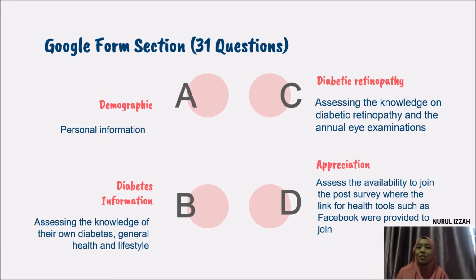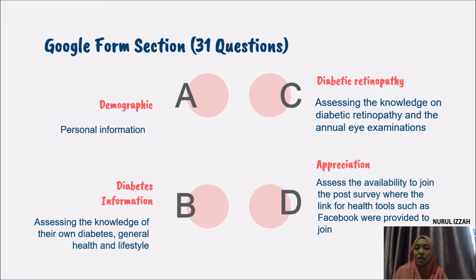The diabetic retinopathy awareness questionnaire consisted of 31 questions and 4 sections, which are the demographic, diabetes information, diabetic retinopathy, and lastly the appreciation, all written in bilingual. The first section is about the patient demographic, such as name, age, gender, and level of education, which is question 1 to question 11.